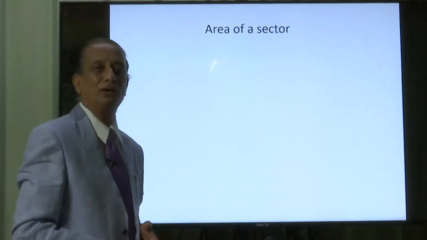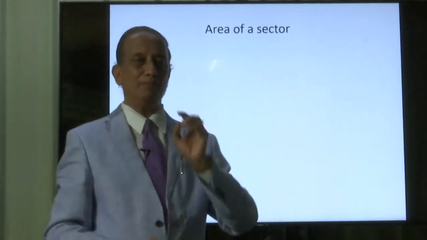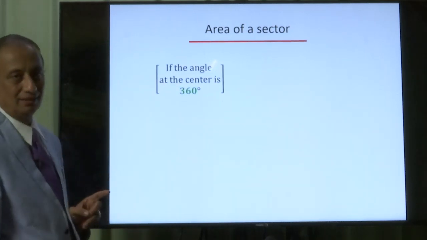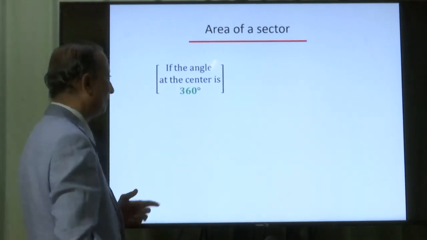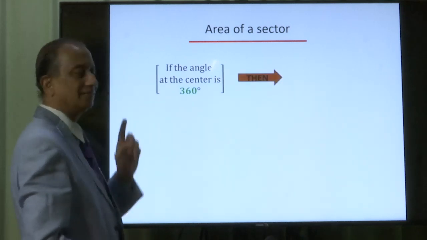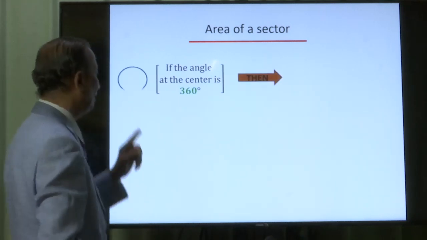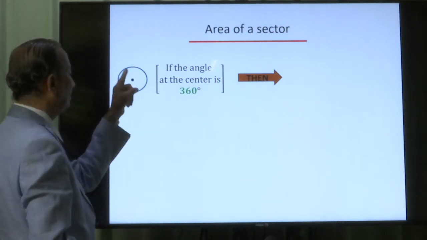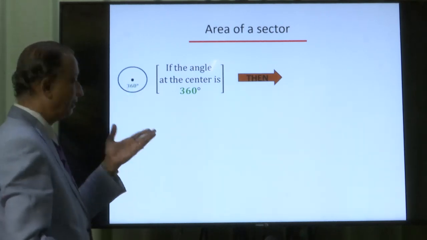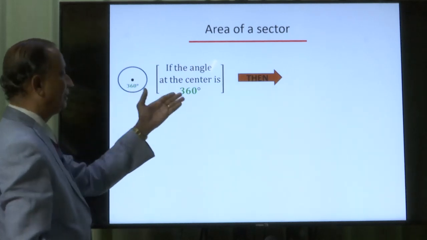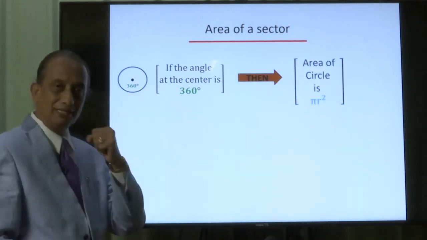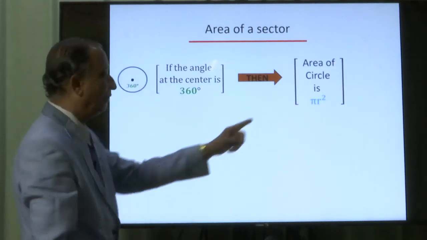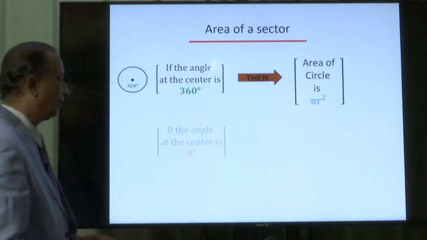Now, let us find out a suitable formula, a simple formula to find the area of a sector. See what is the logic behind it. If the angle at the center is 360 degrees, here is a figure, here is a circle, here is the center, and the angle at the center is 360 degrees, then what is the area of the circle? The area of the circle is total one, which is equal to pi r square.